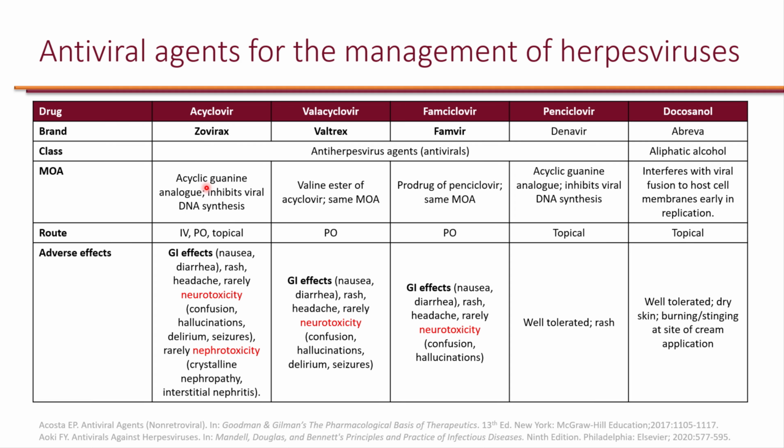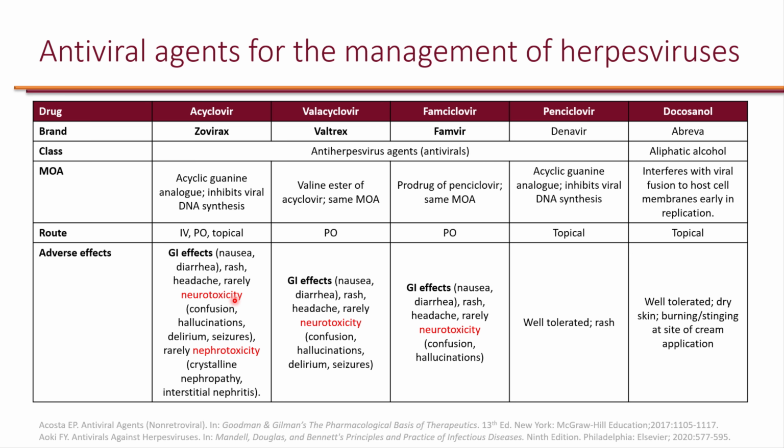So essentially this is a valine ester of acyclovir, and that valine essentially improves bioavailability, so it actually increases it, not to 100%, but essentially up to 70% bioavailability. So that essentially improves that. But other than that, the two drugs are pretty similar as far as adverse effects, and of course valacyclovir is not available as IV. Now when you look at the adverse effects, essentially GI effects, so nausea, diarrhea, but also rash, headache, and rarely neurotoxicity.